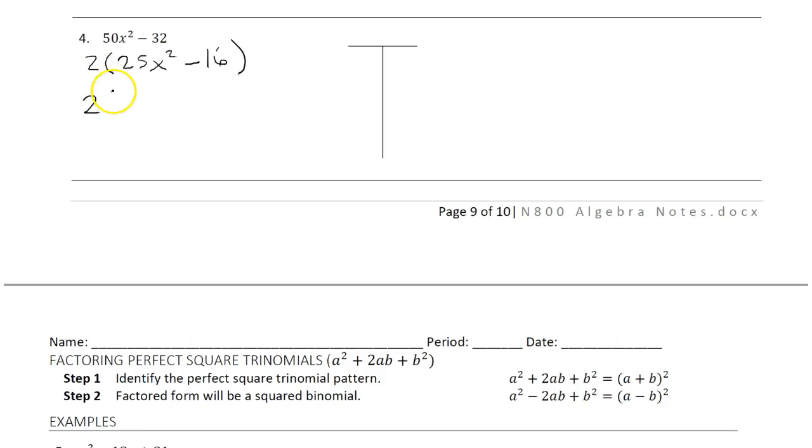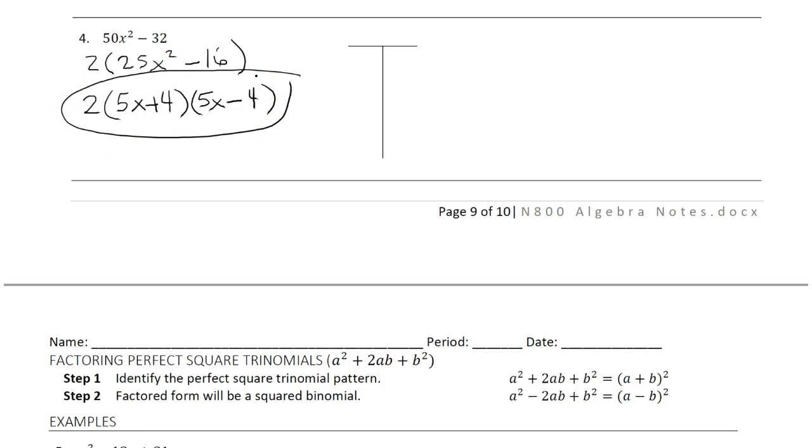I need the 2 at the beginning. Now I'll do the shortcut for the difference of squares. The square root of 25x squared is 5x. The square root of 16 is 4. Now I put a plus in one of my factors and a minus in the other. And I have my solution. That is the shortcut for difference of squares.